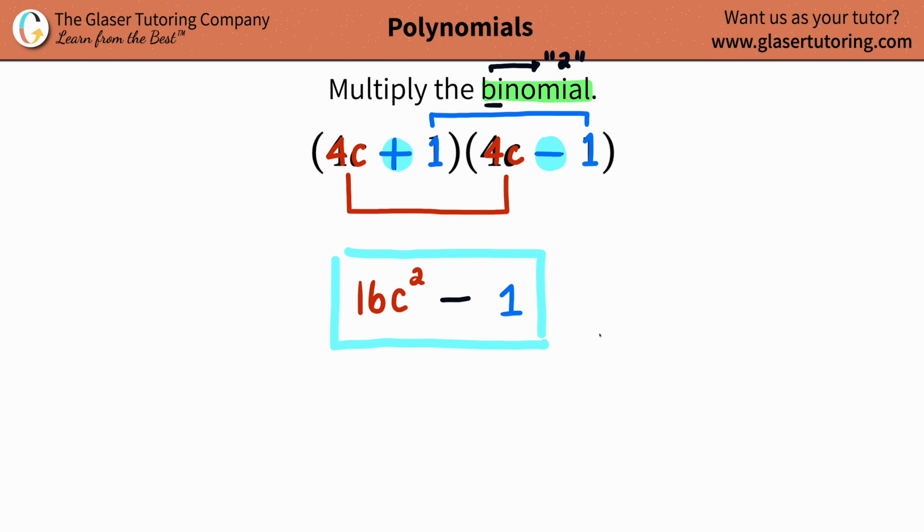And as always, if you want to play fair, take your first term and multiply it by all of these terms. Take your second term and multiply it by all of them. You will come to the same exact answer. So try it out and tell me.